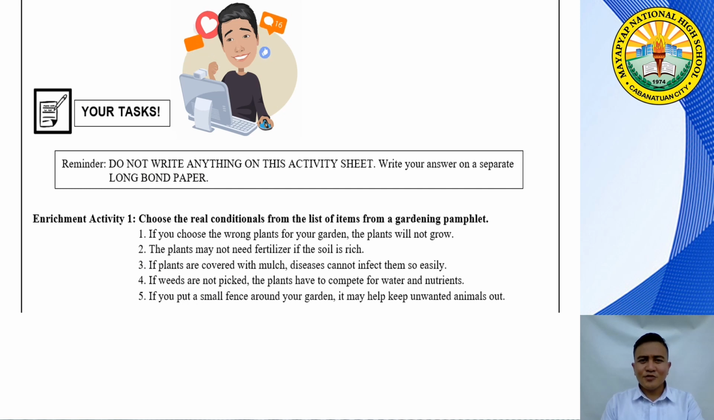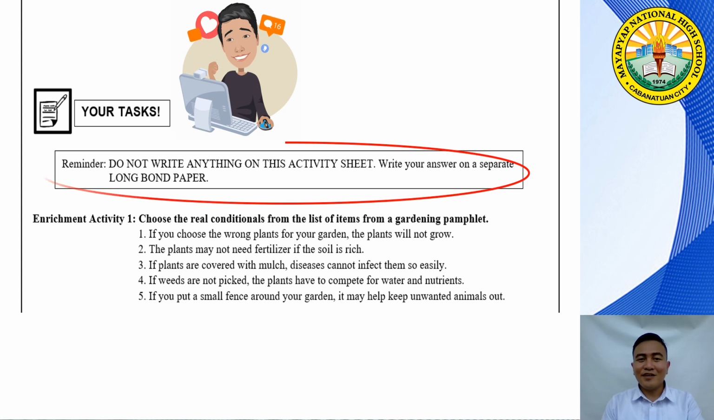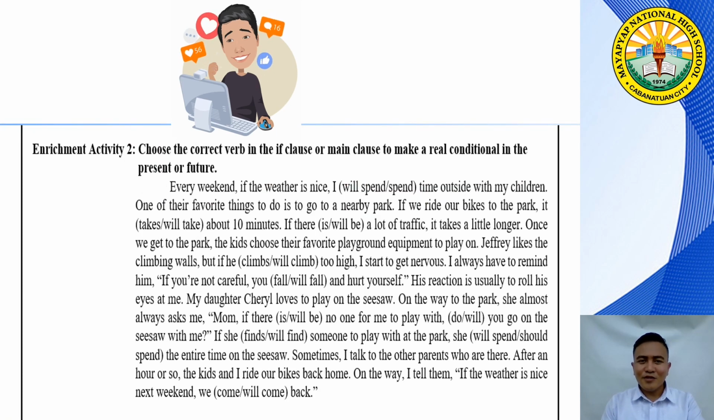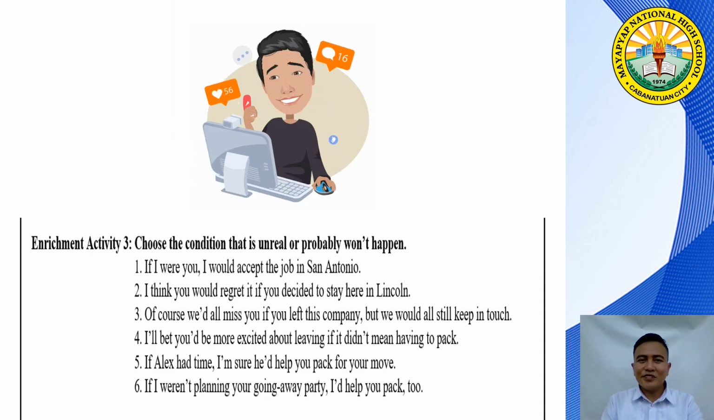At this point, turn your activity sheet to enrichment part. As a reminder, do not write anything on this activity sheet. Write your answer on a separate long band paper. For enrichment activity 1, choose the real conditionals from the list of items from a gardening pamphlet. For enrichment activity 2, choose the correct verb in the if clause or main clause to make a real conditional in the present or future. For enrichment activity 3, choose the condition that is unreal or probably won't happen.